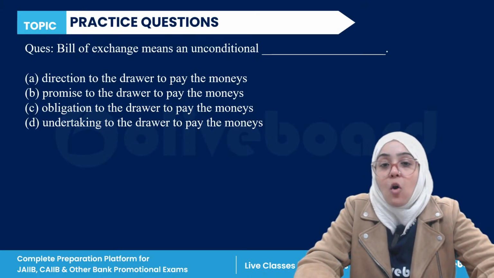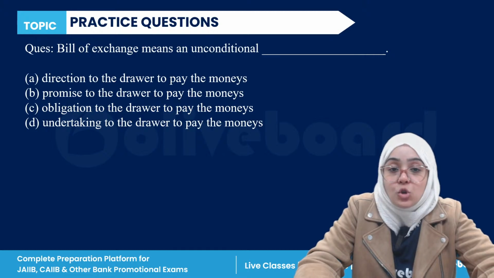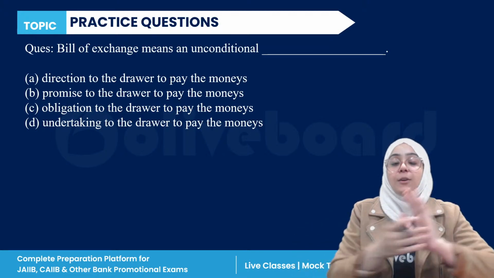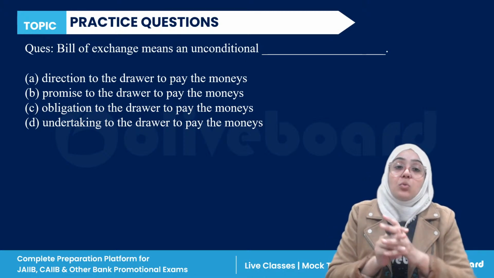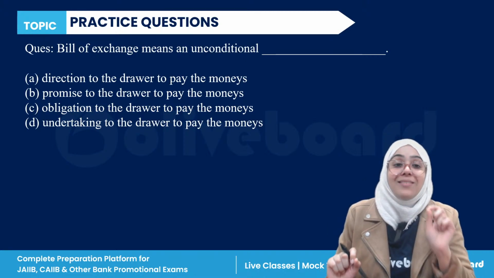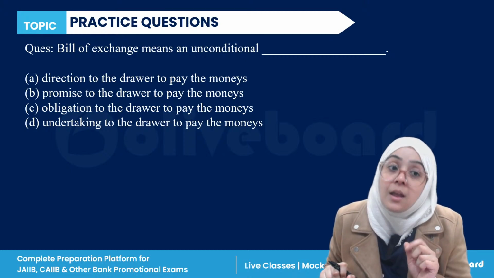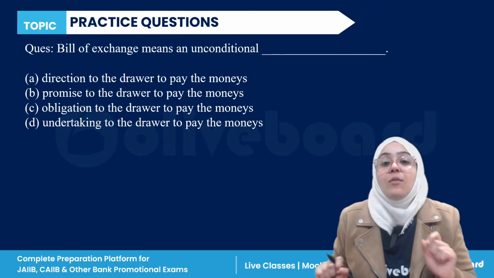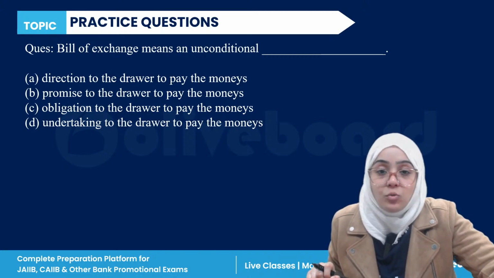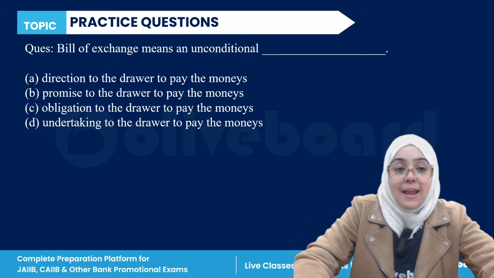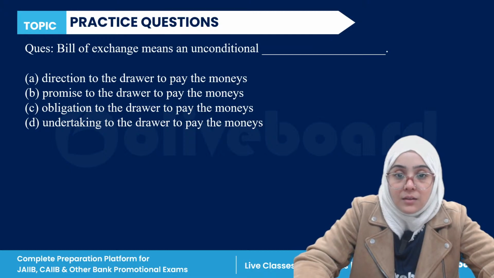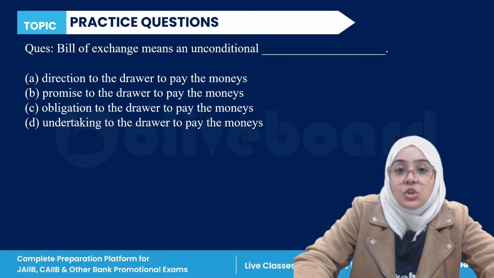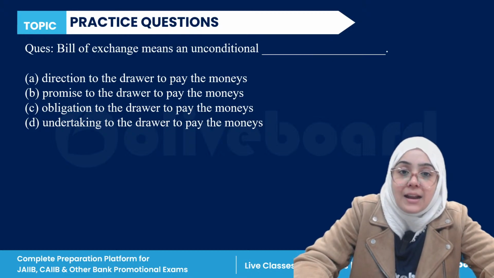Let's talk about some of the related questions of this class. First of all, bill of exchange means an unconditional direction to the drawer to pay the money, promise to the drawer to pay the money, obligation to the drawer to pay the money, or undertaking to the drawer to pay the money. Everyone please answer this question, guys. Bill of exchange means an unconditional.